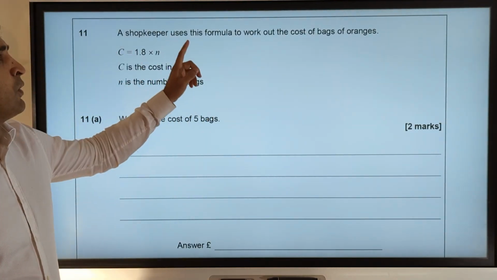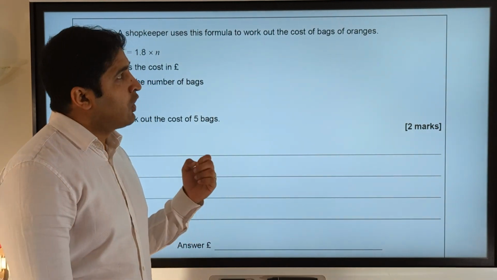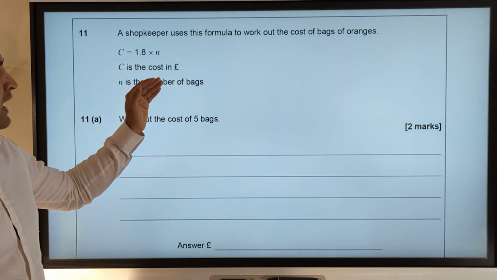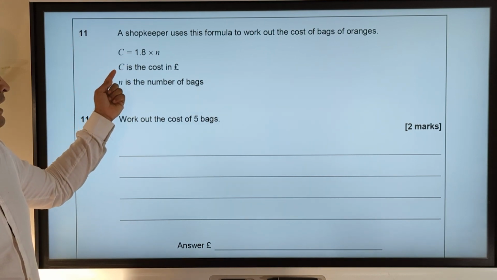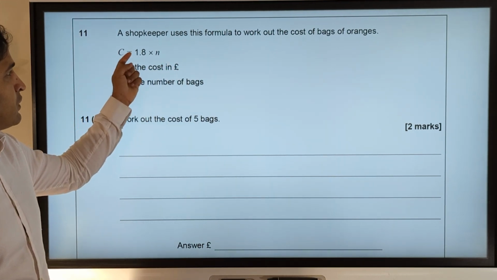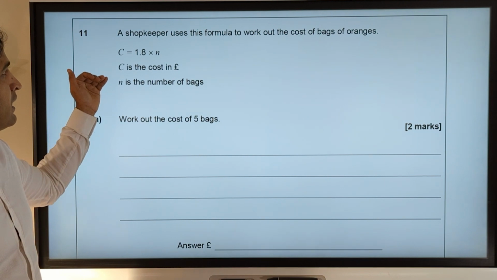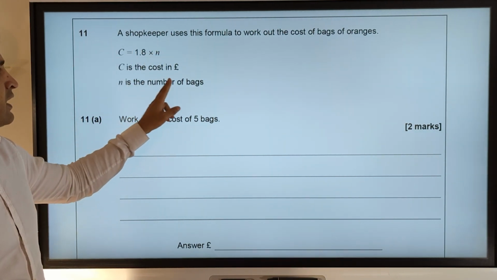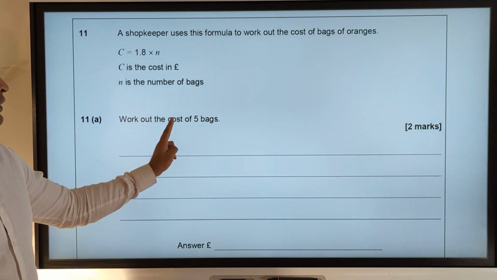A shopkeeper uses this formula to work out the cost of bags of oranges. C is equal to 1.8 times N. C is the cost in pounds, so you pay £1.80 per bag, and N is the number of bags. Work out the cost of 5 bags.